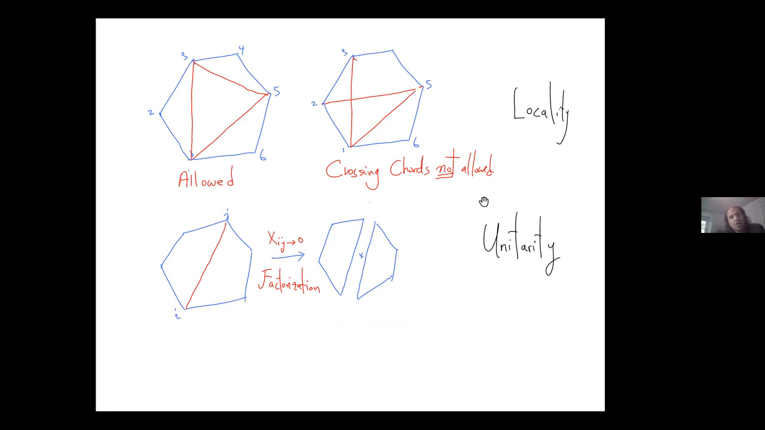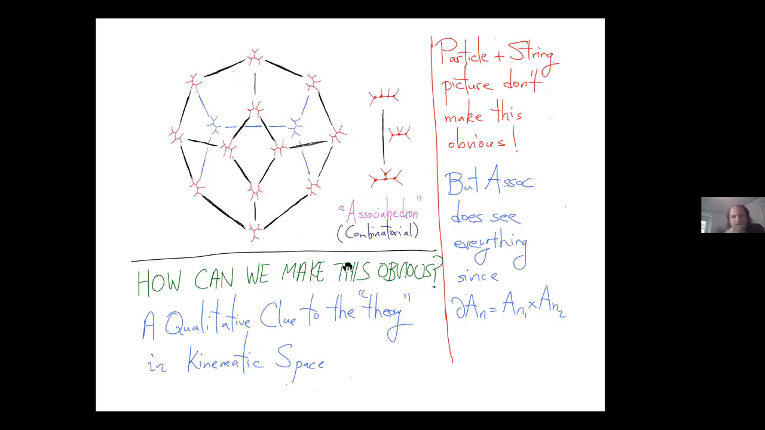So locality and unitarity are reflected in the fact that we are not allowed to have poles that correspond to crossing chords, and that when we have a chord variable going to 0, we get factorization into the product of the two corresponding polygons.